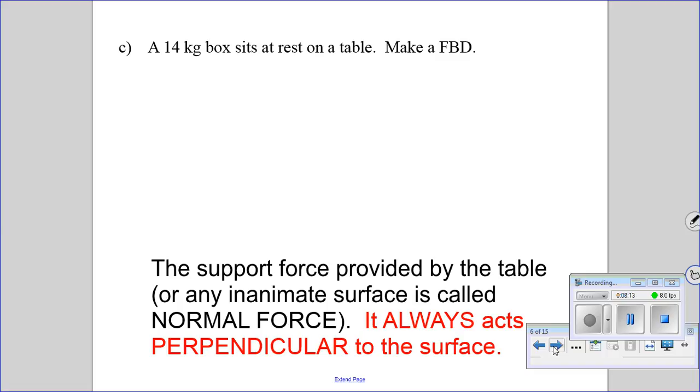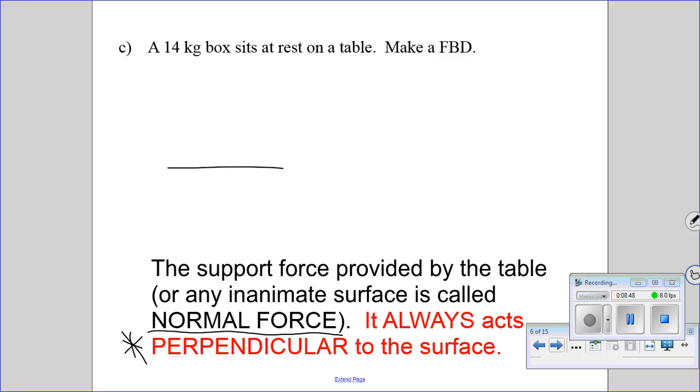Now, up until now, we've just referred to that as the force of the table. Now we're going to give that a more formal name. That's called the normal force. The support force provided by some sort of inanimate surface that an object is sitting on is called normal force. It will always act in a direction that is perpendicular to the surface. So we will see a clearer example of that in a minute. In math class, you might have talked about the normal line. A normal line is, by definition, perpendicular to the line or the path that it's intersecting. So that's where that comes from.